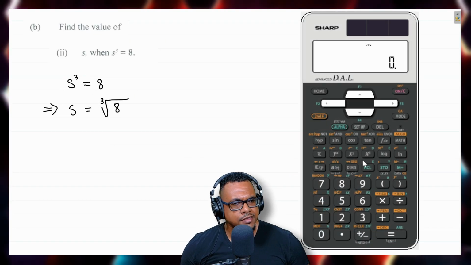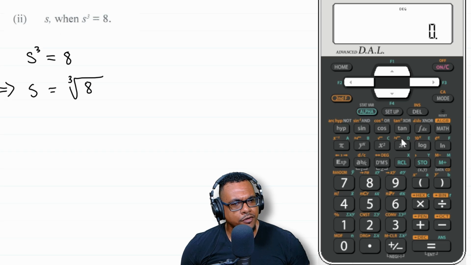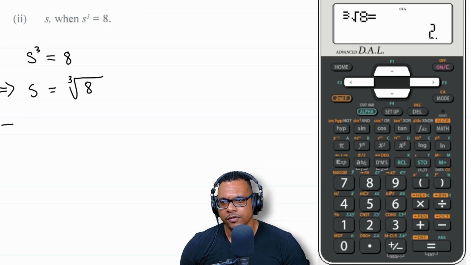So on my calculator, the cube root button is the second function of the x cube button. So I'll press second function first, then the x cube. You see the cube root comes up. Then I put 8, press equal, and I get 2. So therefore, that would imply that s is equal to 2.